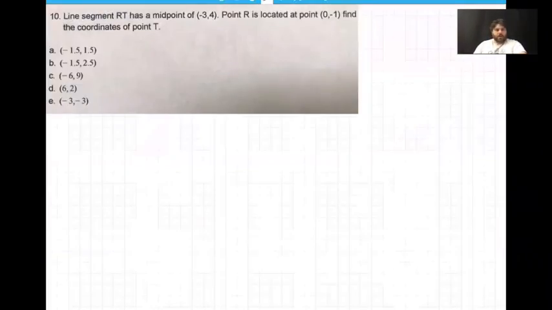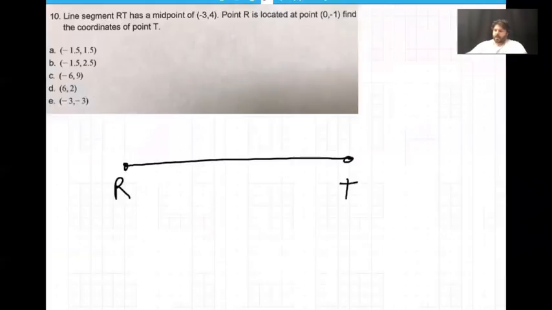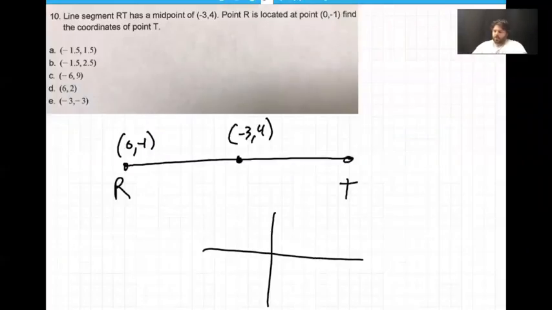All right, line segment RT has a midpoint of negative 3, 4. Point R is located at the point 0, negative 1. Find the coordinates of point T. All right, so we've got this line segment RT, and it's got a midpoint, and it says the midpoint is located at negative 3, 4, and that point R is at 0, negative 1. Now, if I'm smart about this, I could probably graph this a little bit better. 0, negative 1 is right here. This is R. Negative 3, 4 is right here. This is the midpoint. We call it M for now.